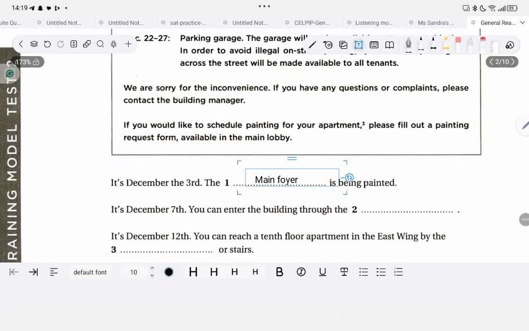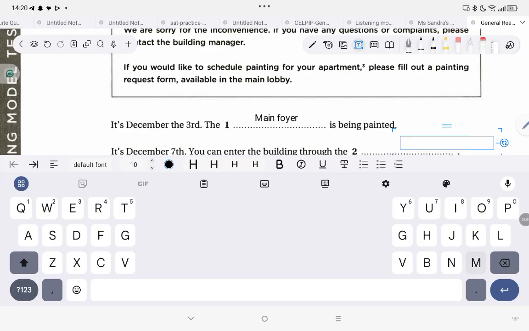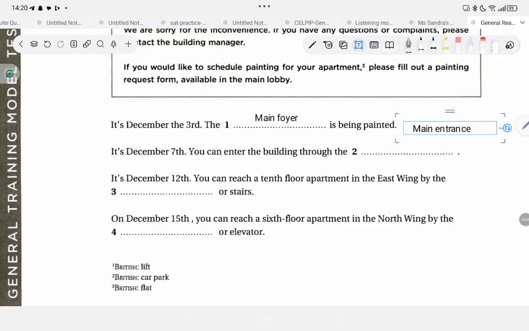So instead, you see, it has been rephrased. Instead of saying you can access, yes, you can enter, but it's still the same. So you can say main entrance, right? The main entrance. All right.